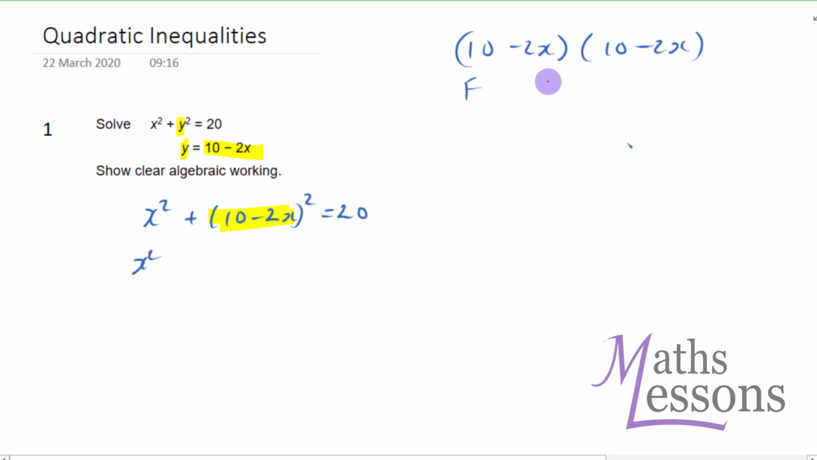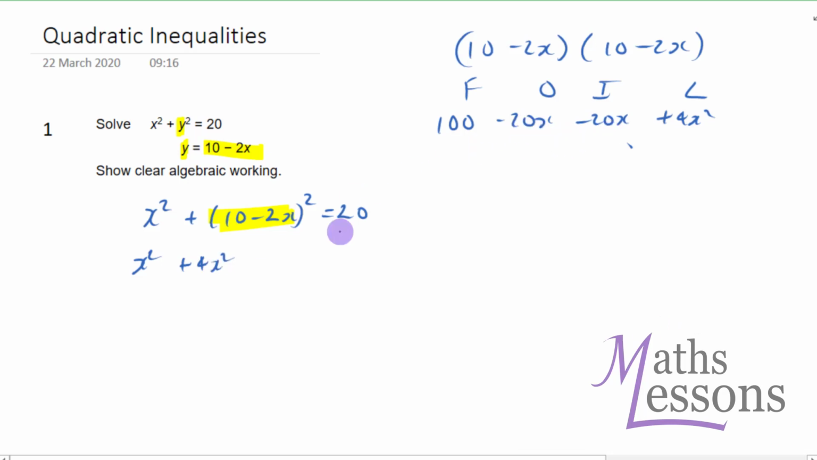For those of you not very good at multiplying out, I always advocate using FOIL. First two things, outer two things, inner two things, last two things. First two things is 10 times 10 is 100. The outer two things gives me minus 20x, the inner two things gives me minus 20x, and the last two things gives me plus 4x squared. So I'm going to put this 4x squared in first to put it next to the other x squared. Just makes it look neater.